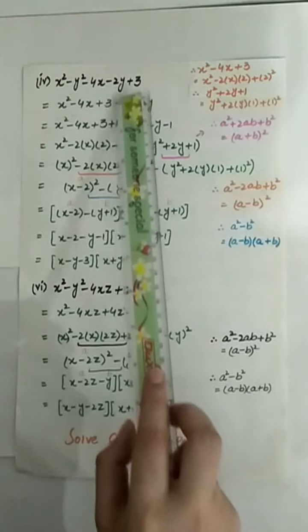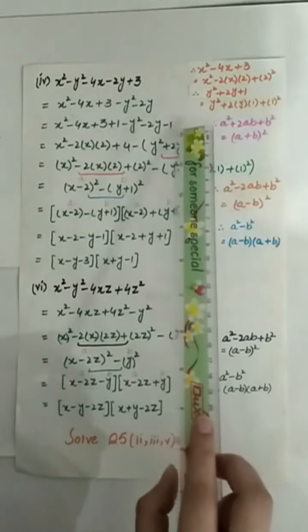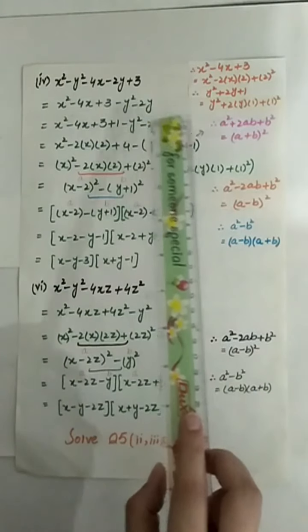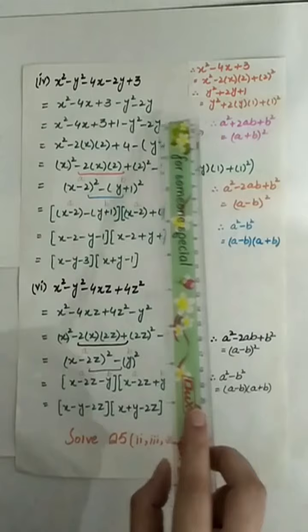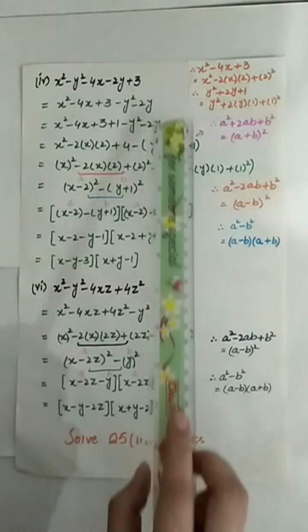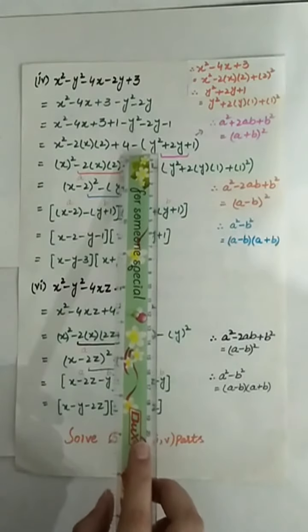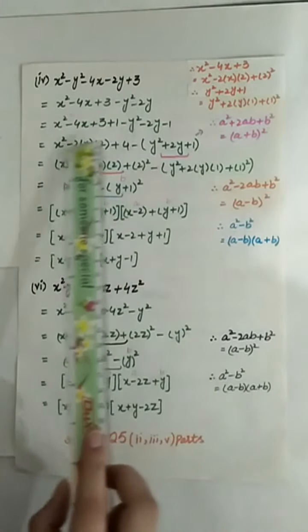We require here the 4, so we will add 1, then we will subtract 1, because in mathematics if we add a term then we will subtract that term, then this expression again will become equal to this expression. 3 plus 1 is 4, minus y square minus 2y minus 1 as such.